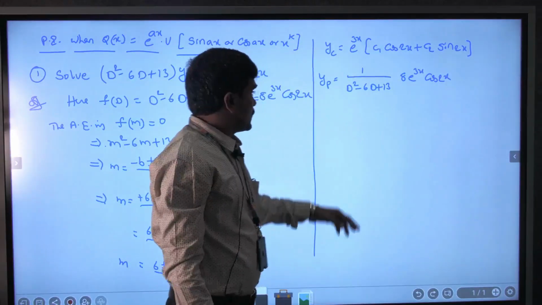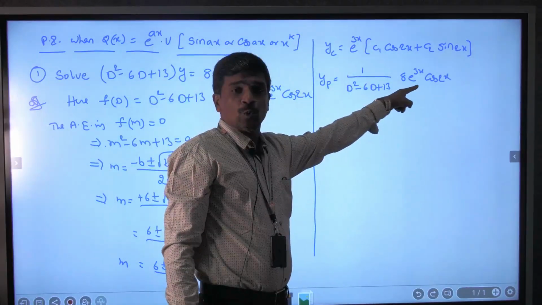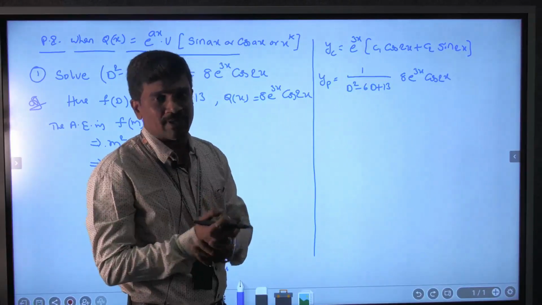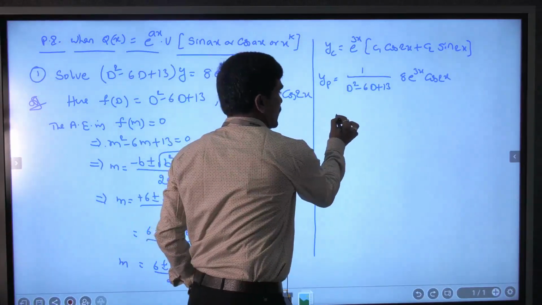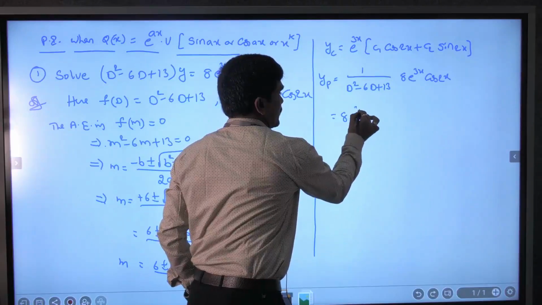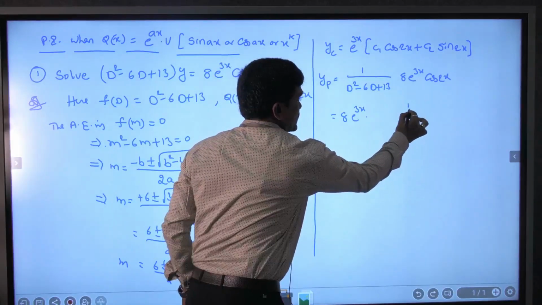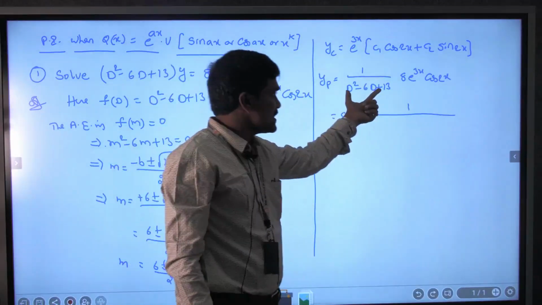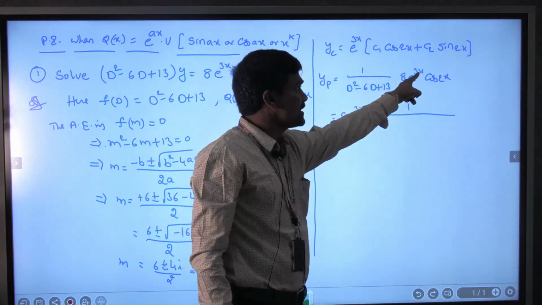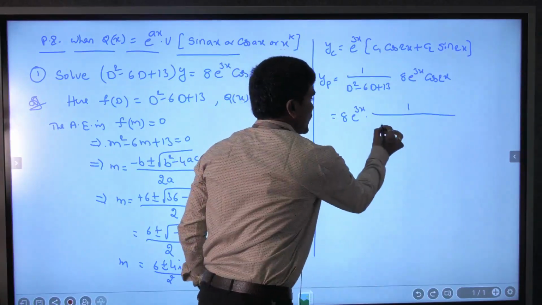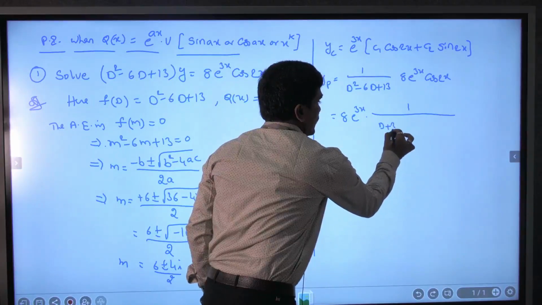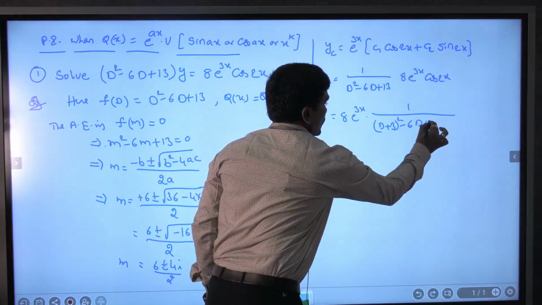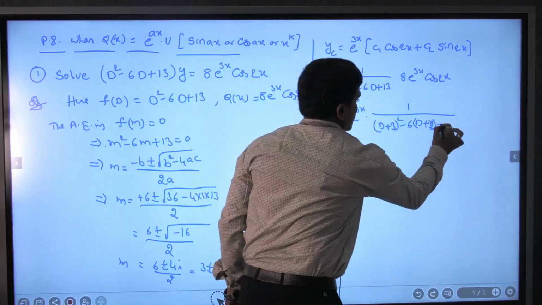Now this form is 1 by f of D into e power ax into V form. So when we get Q as e power ax into V, first of all we have to write e power ax first here, then replace D with D plus a in f of D. So this is f of D. Replace D with D plus a. What is a here? 3. So that's why here we have to write D plus 3 whole square minus 6 into D plus 3 plus 13.